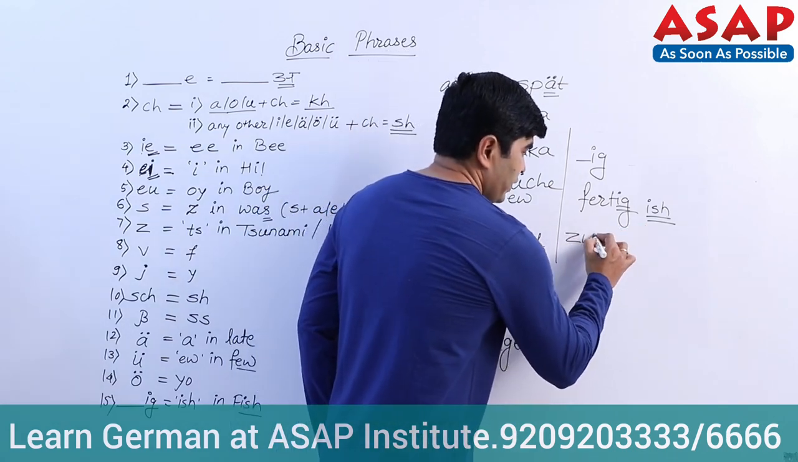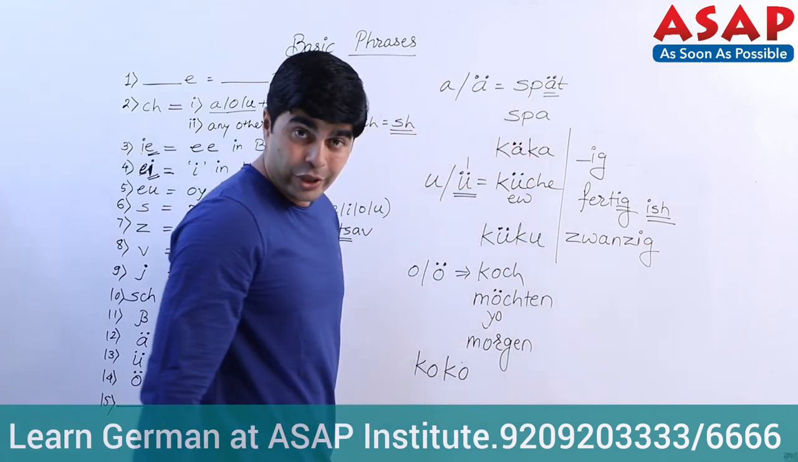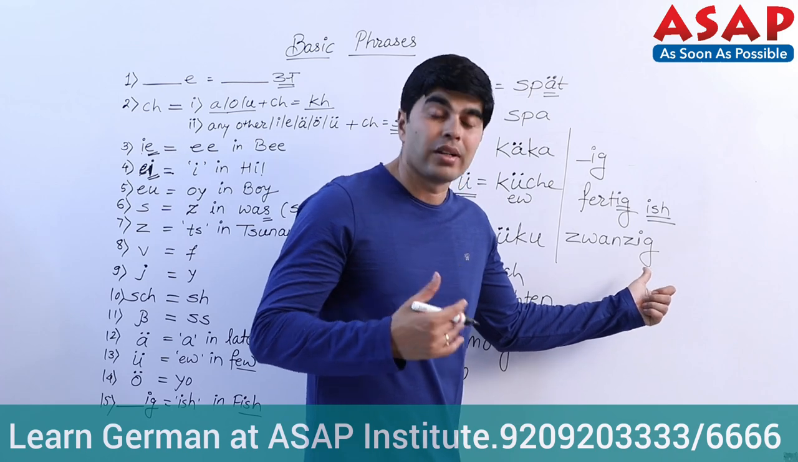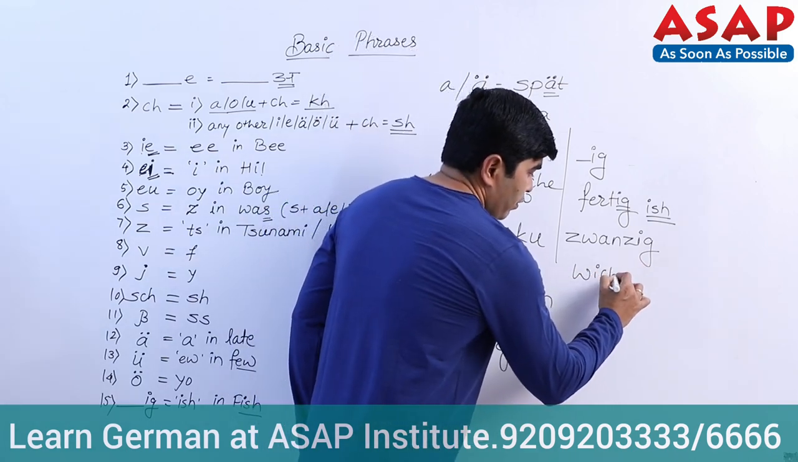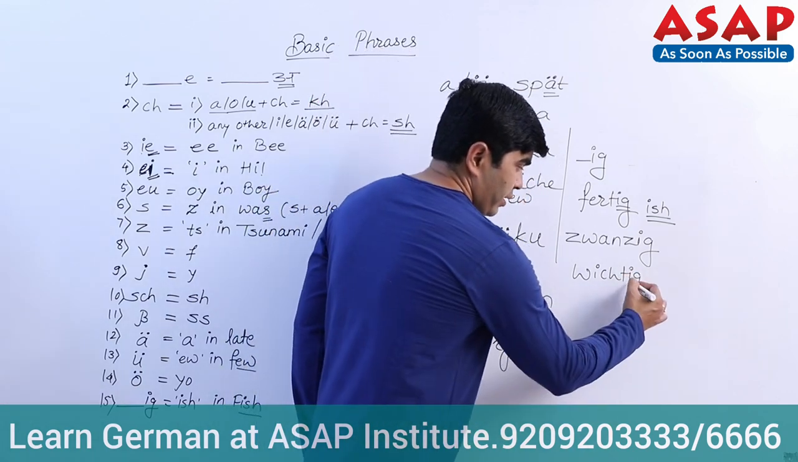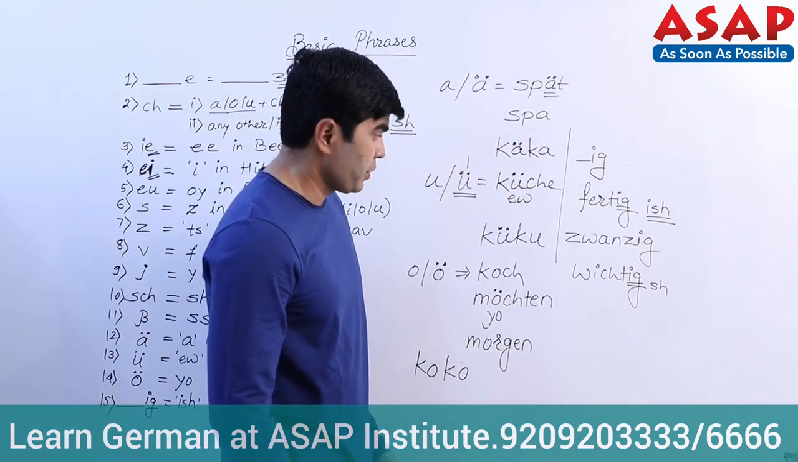Numbers we are going to see. So it is zwanzig, zwanzish. IG at the end will be pronounced as an ish sound: zwanzig, fertig. Or this one, wichtig, wichtish. Again, the sh sound.